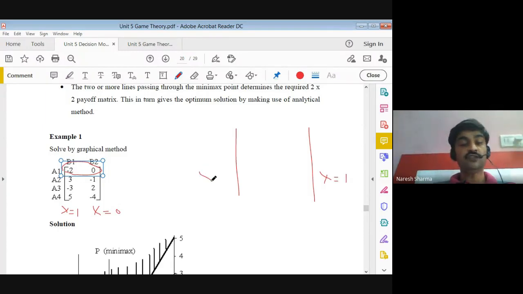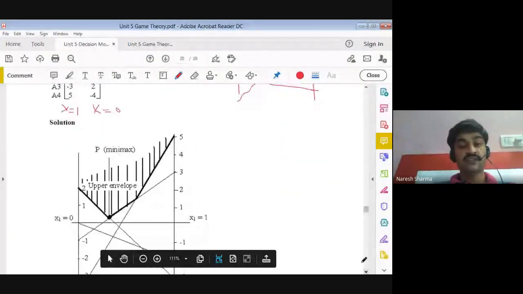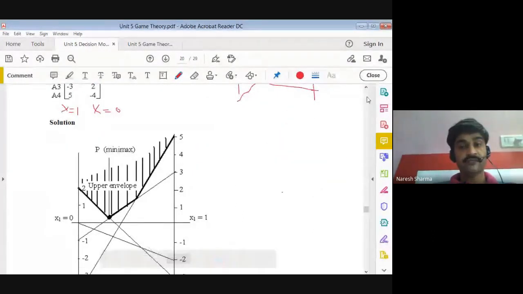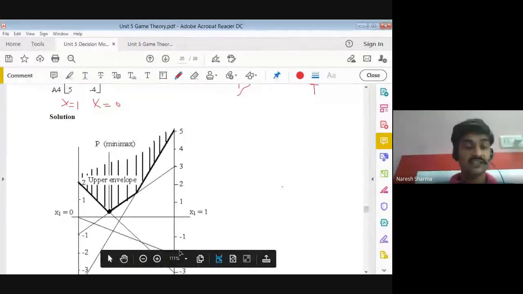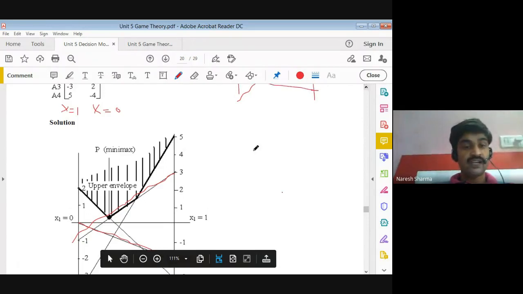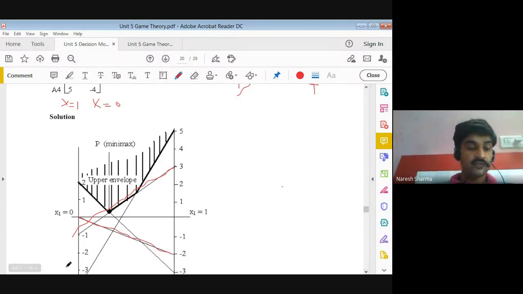Suppose this is x equal to 0, and this is x equal to 1. You can identify minus 2 and 0. Suppose this is your 0 point. So minus 2 is somewhere here and 0 is here. You can join these. Similarly, 5 and minus 4. So 5 is somewhere here and minus 4 is somewhere here. You can join this. Once you join all these points, the first point is minus 2, 0. So we join minus 2 with 0. Then 3, minus 1, so we join 3 and minus 1. The next point is minus 3 and 2.